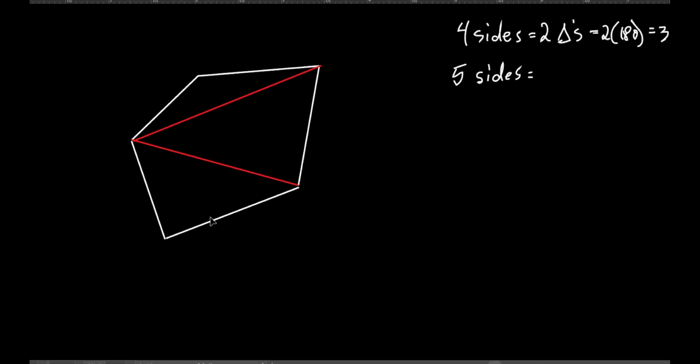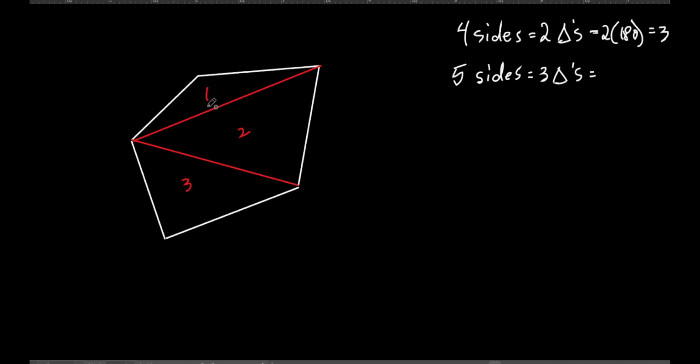Can I draw any more diagonals? Nope, because the only place I could draw is to the vertices that are next to it, and that's not a diagonal. So how many triangles did I make now? I got 3. There's 1, there's 2, there's 3. So if I had 5 sides, how many triangles did I get when I drew the diagonals? 3 triangles.